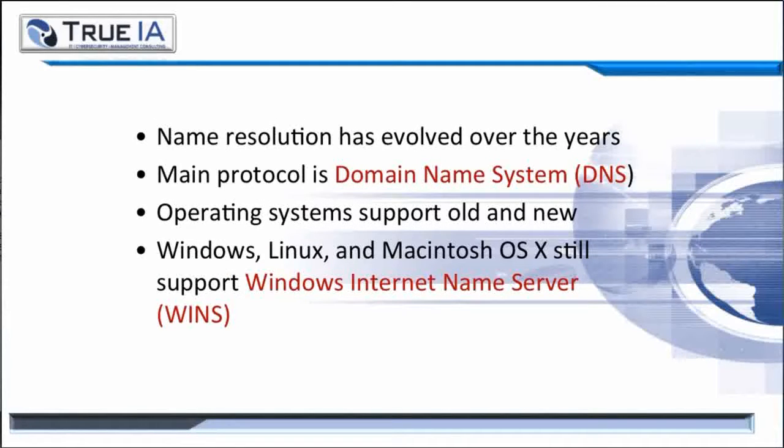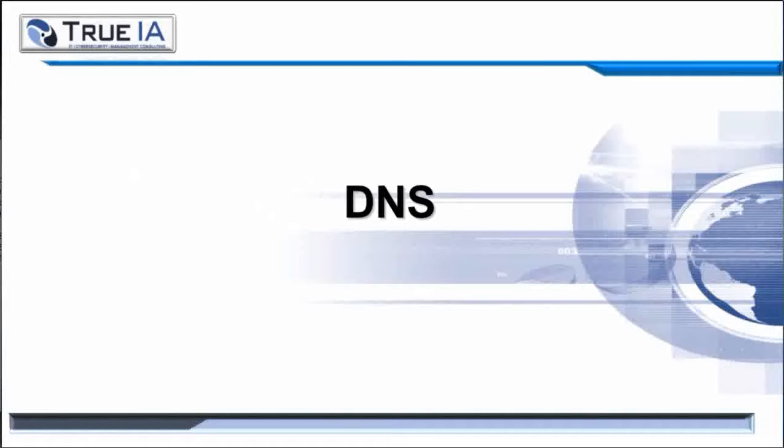Name resolution has evolved over the years. The primary protocol used for name resolution is DNS, or the Domain Name System. Operating systems support both old and new versions of the DNS, regardless of the operating system, whether it's Windows, Linux, or Mac. Windows, for instance, uses a version called Windows Internet Name Server, or WINS. We'll talk more in detail about that later. So let's start with taking a look at DNS.